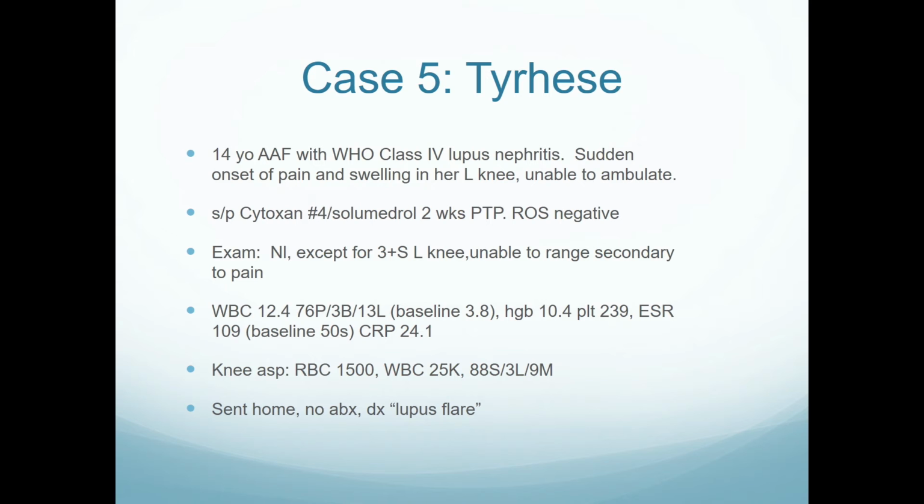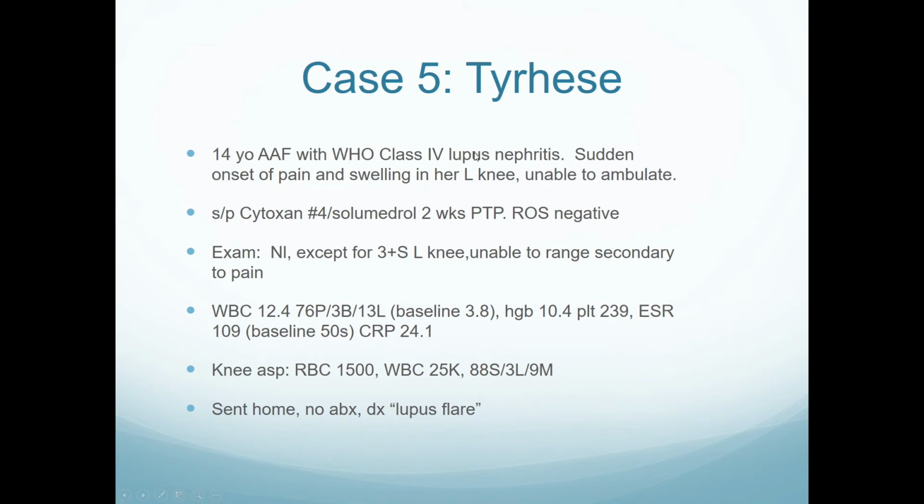So this is Tyrese. Tyrese is a 14-year-old African-American girl who you know has lupus, and she's got bad lupus. She's got class 4 lupus nephritis. So she has the sudden onset of pain and swelling in her left knee, and she's unable to ambulate. So totally different than Monica's untreated arthritis everywhere, yes? And of note, Tyrese got chemo 2 weeks ago, all right? Her review of systems is otherwise negative. Her exam, normal, except for the big knee, and her labs absolutely give her away.